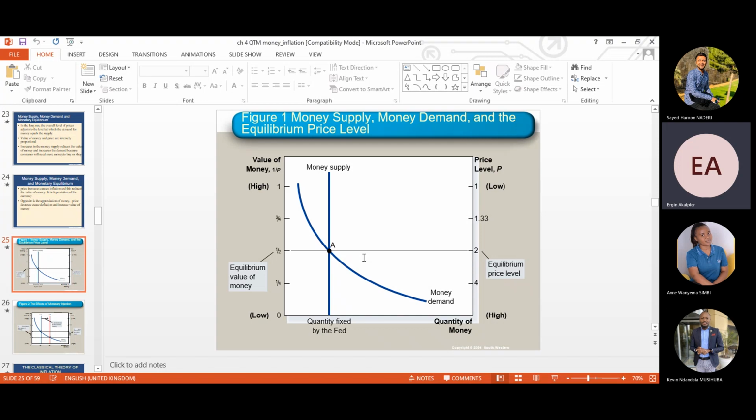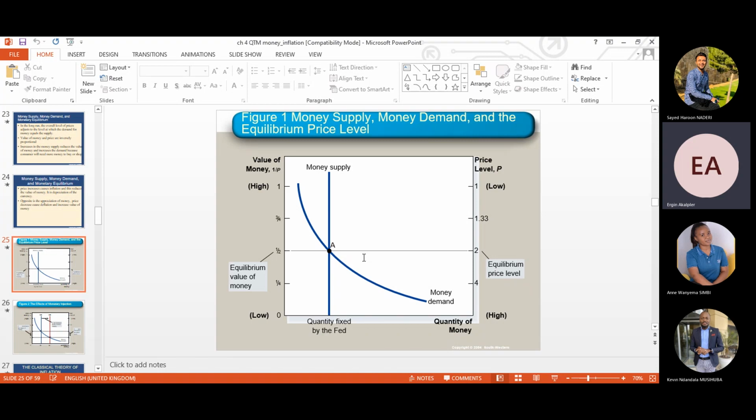Is also on the right side is represented. The left side is the value, and on the right side is the price. As you are observing, when the price is going up, it is causing some reduction in the money demand, and the money supply, as you know, is determined by the central bank.